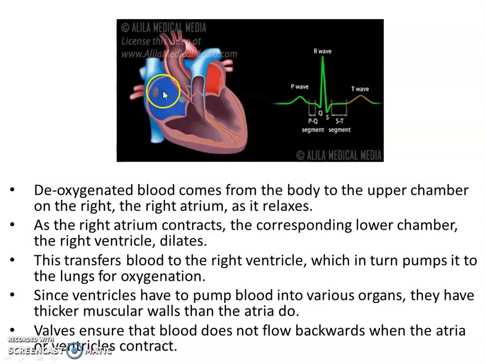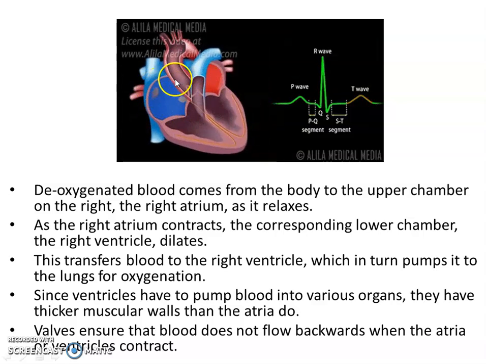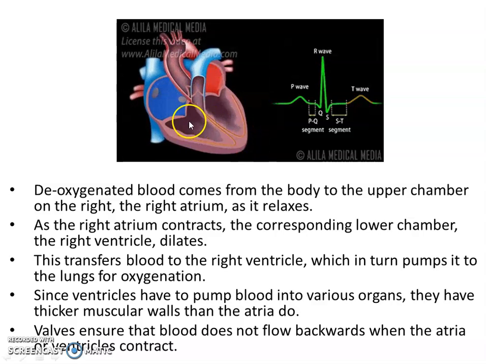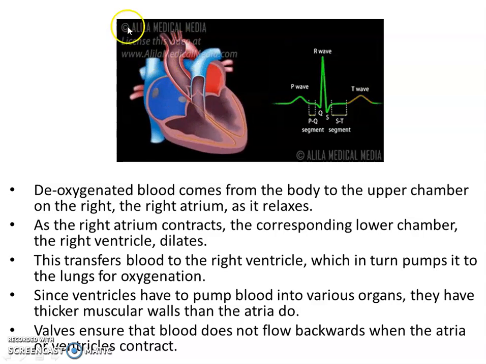So the blood will be released into the right ventricle, and how is it done? It is by the contraction of the upper chamber, and while the upper chamber is contracting, the lower chamber will be in a relaxed position. It will get the deoxygenated blood, and once the deoxygenated blood fills the right ventricle, from there it is pumped out of the heart to reach the lungs for oxygenation, right?